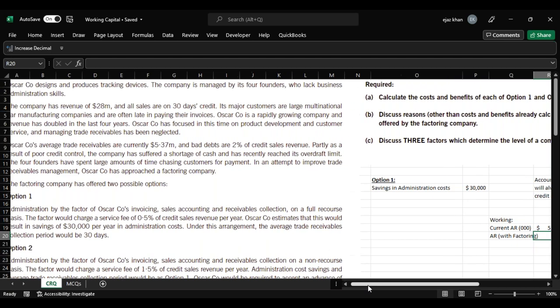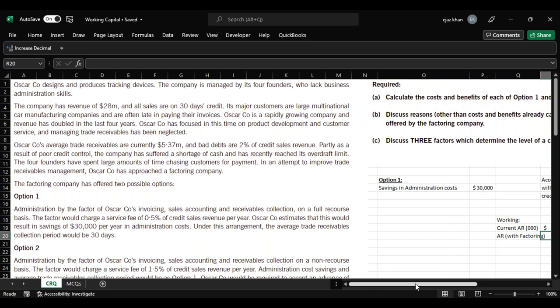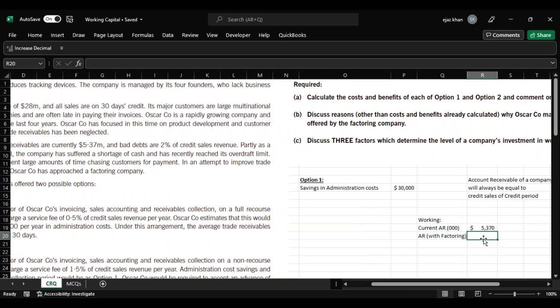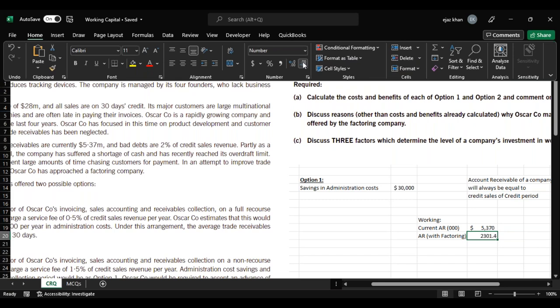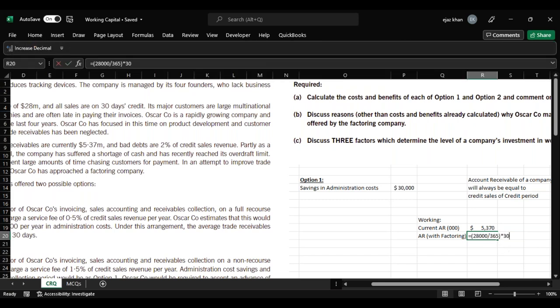So now the revised account receivable will be equal to 30 days of sales. Now, what's the annual figure of sales? 28,000. We should divide it by 365 to get the daily sales figure. And then we have to multiply it by the credit period to calculate the account receivable balance. So the revised account receivable balance will now be 2301. Just look at this. 28,000 is the annual sales figure. Divide by 365 will give us a daily sales figure. And if you multiply it with 30, it will give us the sales figure equal to 30 days, which is the credit period. So account receivable balance will be equal to this.